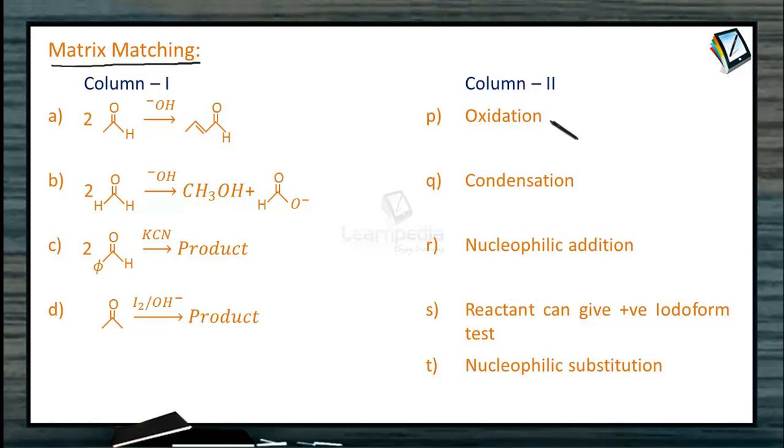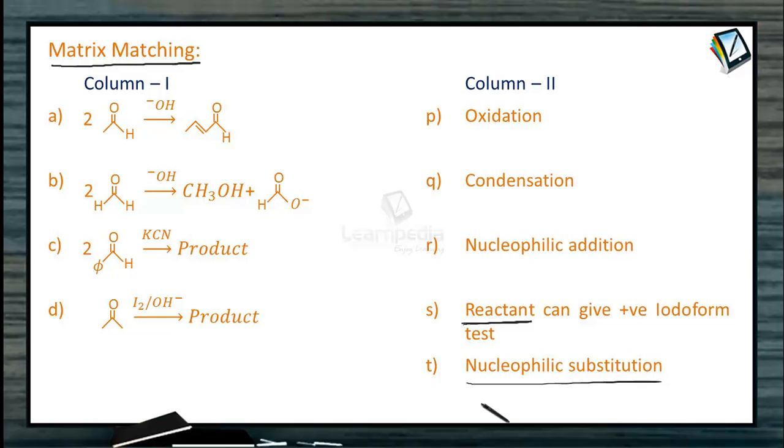Is it an oxidation reaction? Among ABCD, which are oxidation reactions, which are condensation reactions, which result in nucleophilic addition reaction? Which reactant can give a positive iodoform test, not about the product? And which are nucleophilic substitution? Is it nucleophilic substitution, nucleophilic addition, oxidation, condensation, or for which of the ABCD reactions can the reactant give the iodoform test?